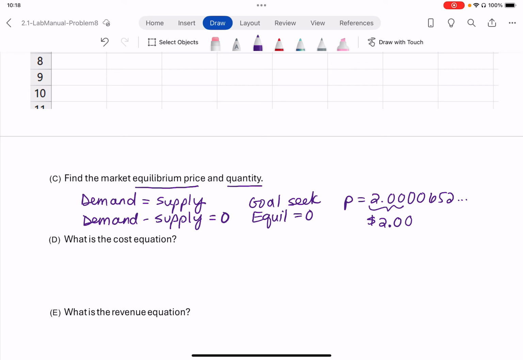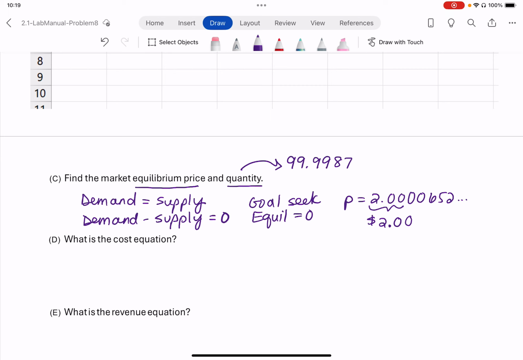price, right? So that would be $2, and that is when our demand equals supply. That's the equilibrium price, and our quantity is going to be what's in your demand and supply cells right there, which is like 99.9987. That's what's in each of the demand and supply cells for that equilibrium price.